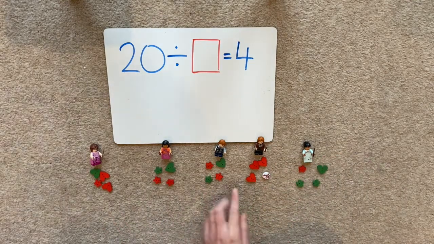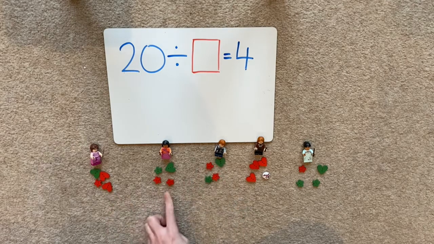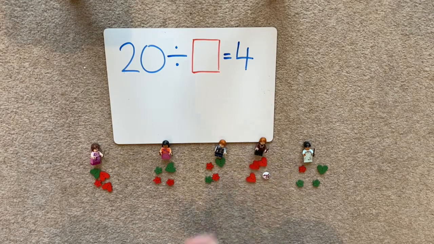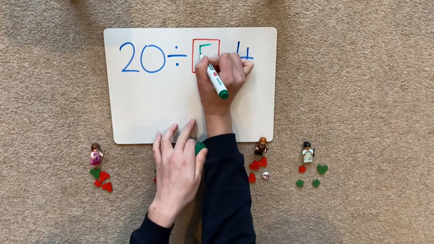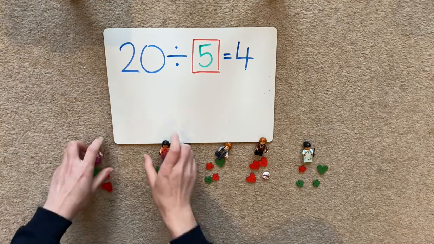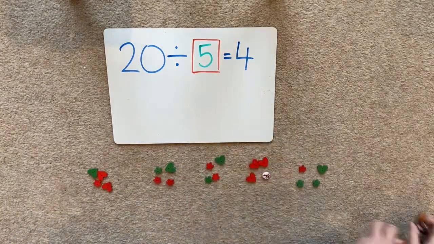I've shared out my 20 objects. Each person has 4. So how many people shared the 20 objects? 1, 2, 3, 4, 5. 5 people shared the 20 objects. We will do 2 more examples.